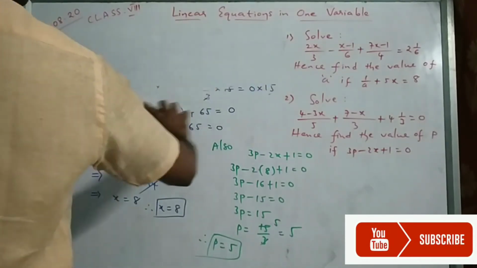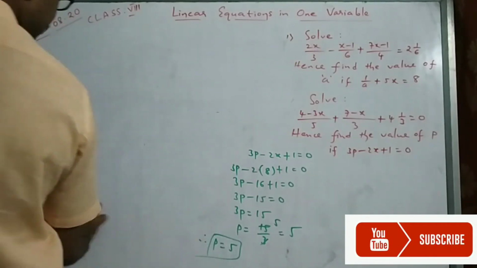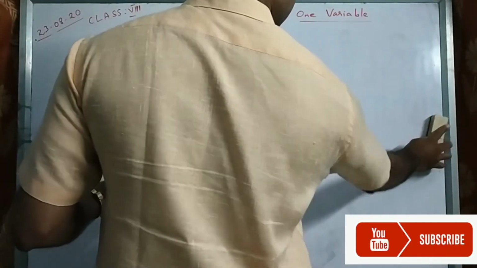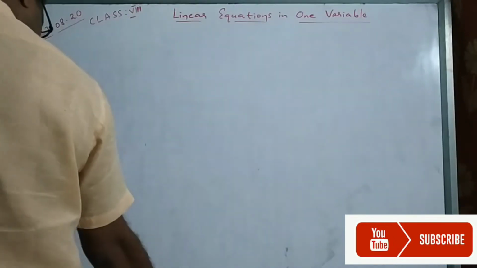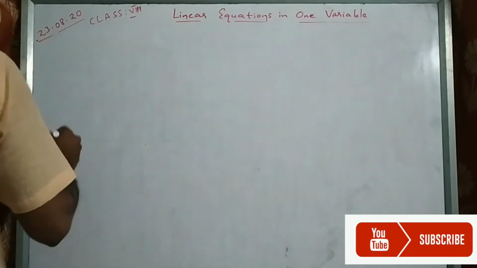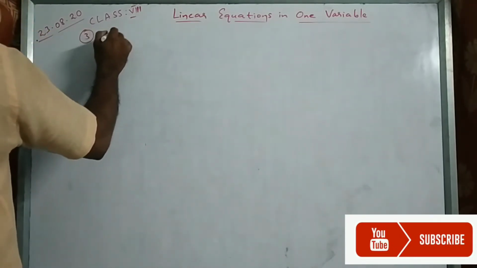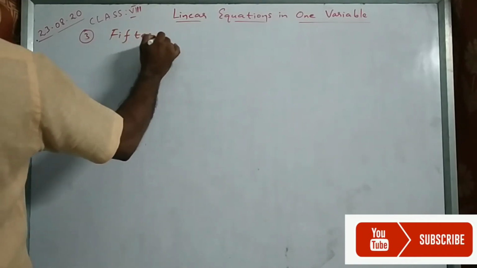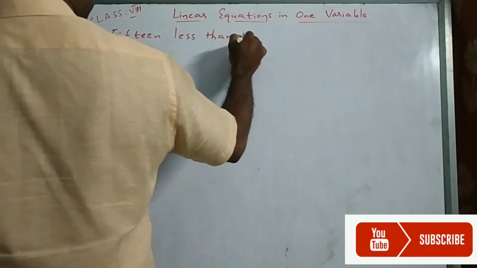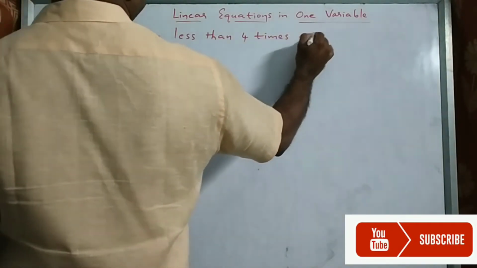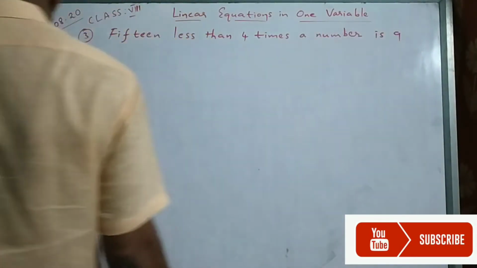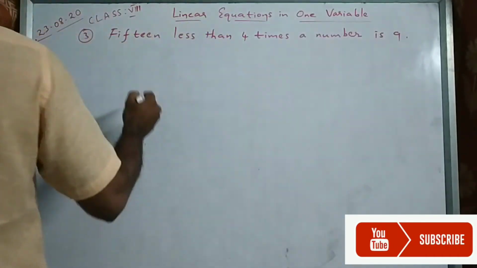Next question, word problem, we will see. Third problem: 15 less than 4 times a number is 9. Find the number.